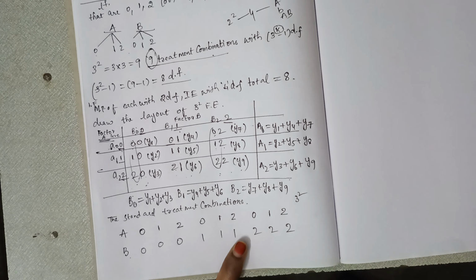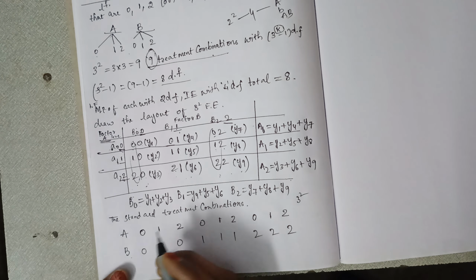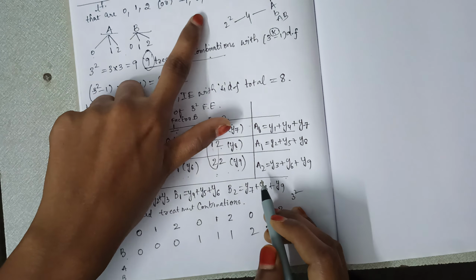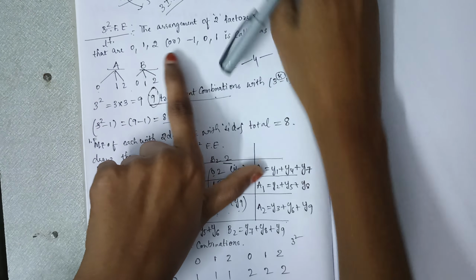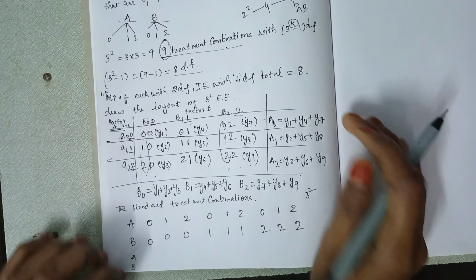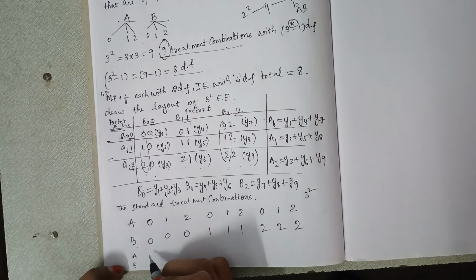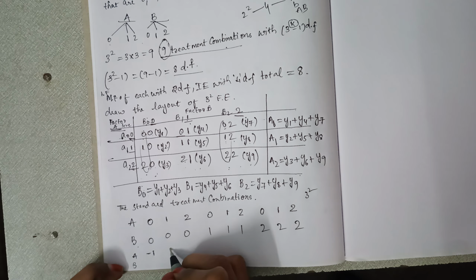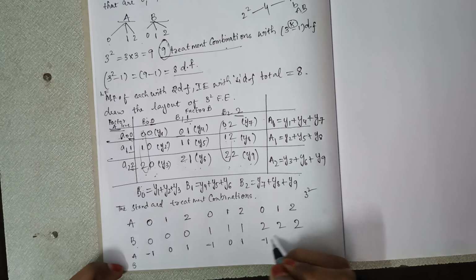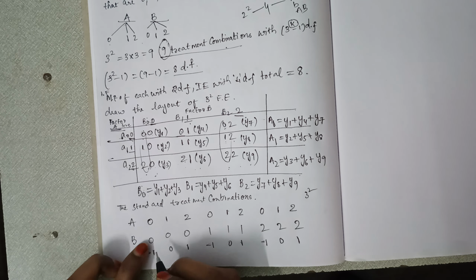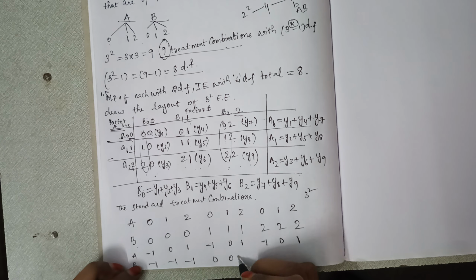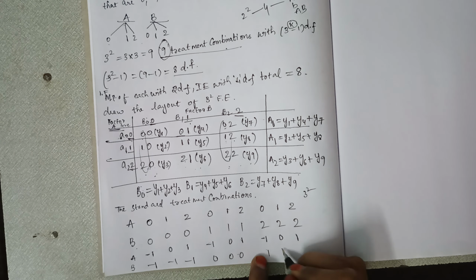And we can also represent this in another way. For example, if you take A, here B. Another way is like this. If you see 0 1 2 or else -1 0 1. So if I write like this, for A it is -1 0 1, -1 0 1, -1 0 1, and for B, -1 -1 -1 0 0 0 1 1 1.